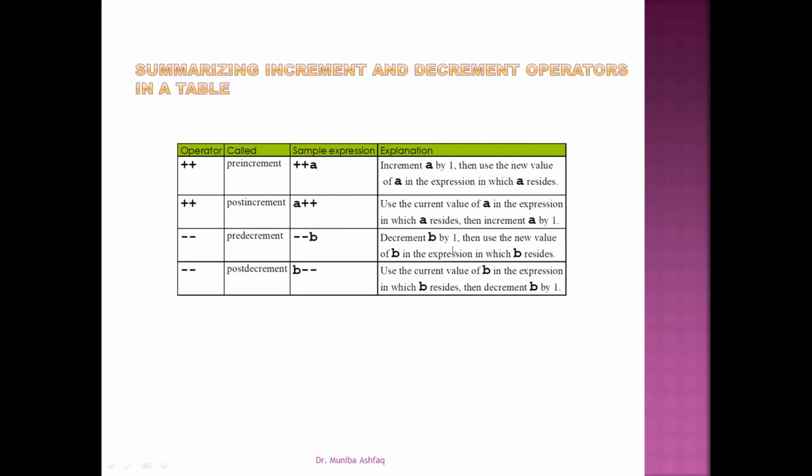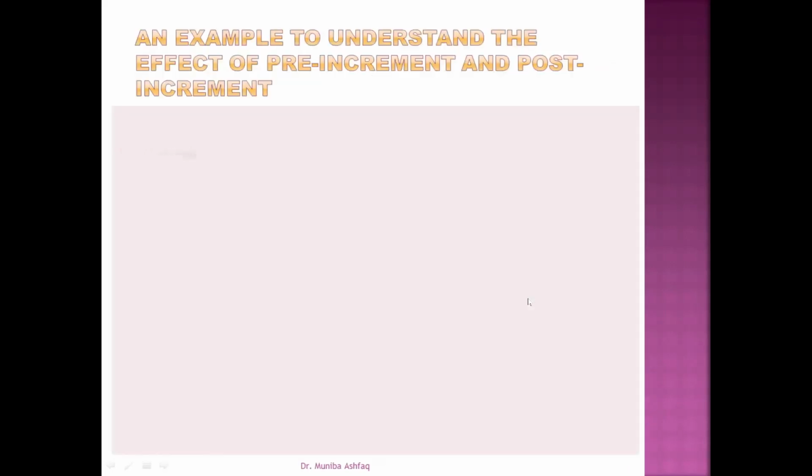Pre-decrement b by 1, then use the new value of b in the expression in which b resides. Then we have b minus minus, which is the post-decrement. Use the current value of b in the expression in which b resides, then decrement b by 1. So here is an example.